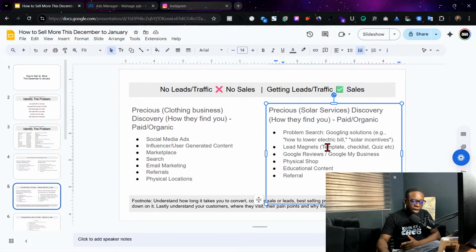Then you have lead magnets. Take for example, you are in the solar space. I don't know so much about solar, right? But you can say, okay, five ways to reduce light bill, a checklist.